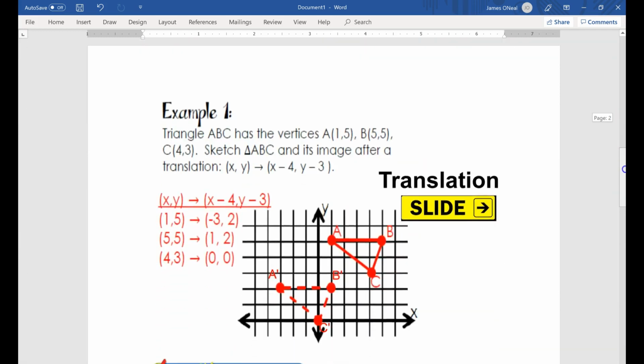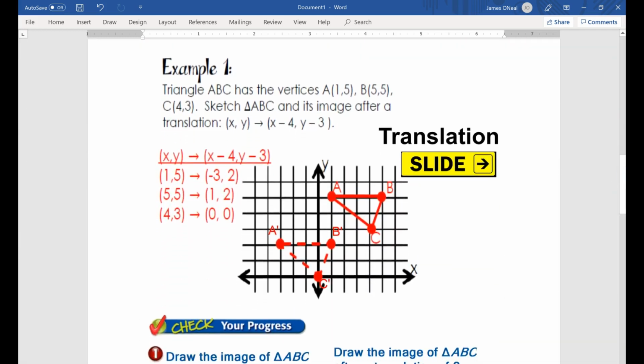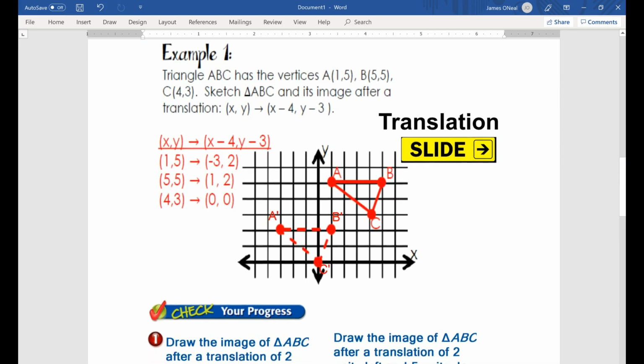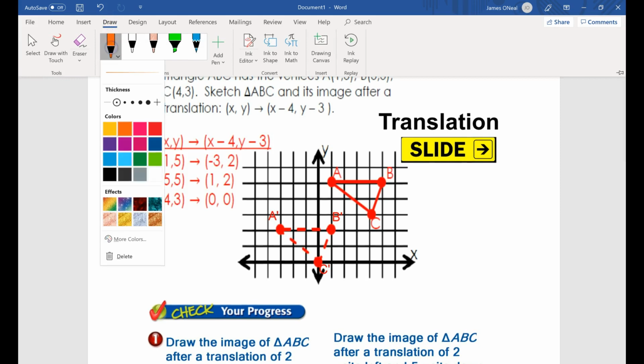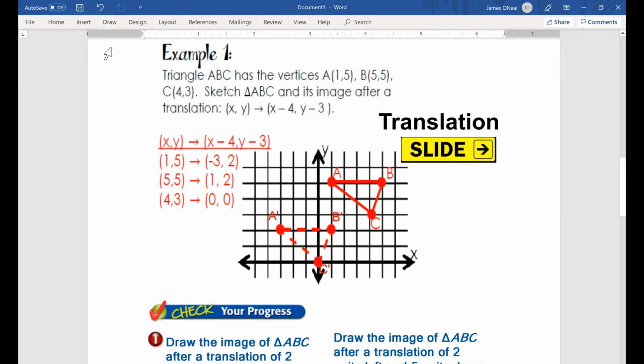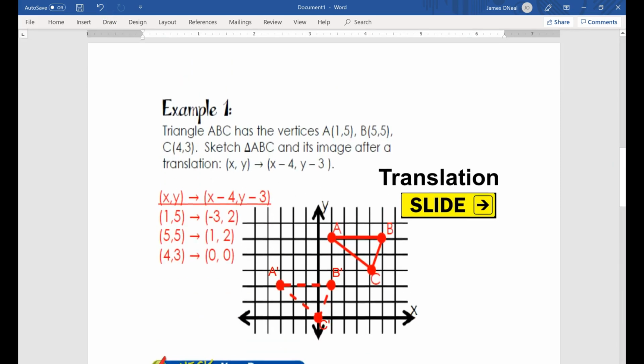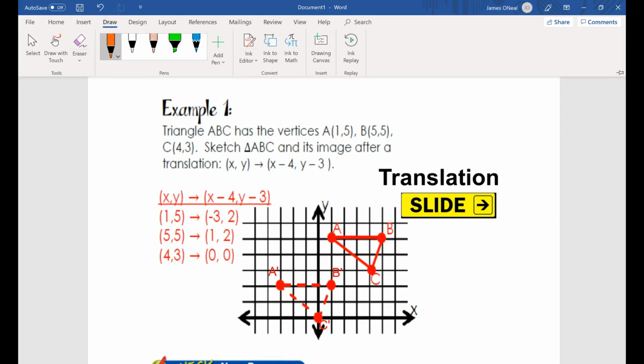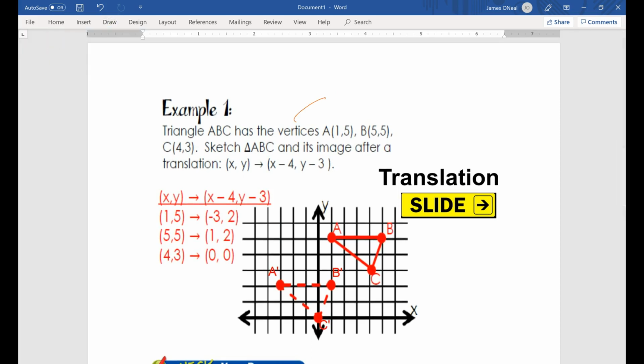Example 1: triangle ABC has vertices. Vertices are the points. So what are vertices? Points.